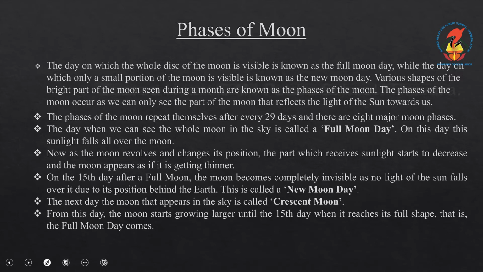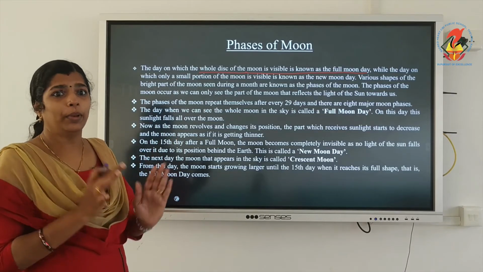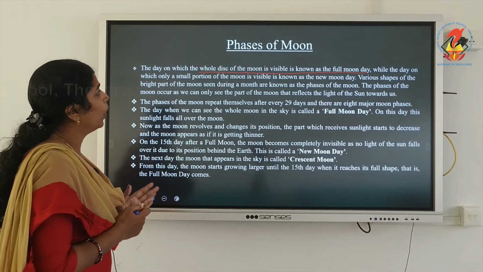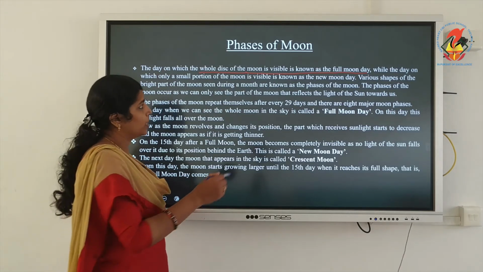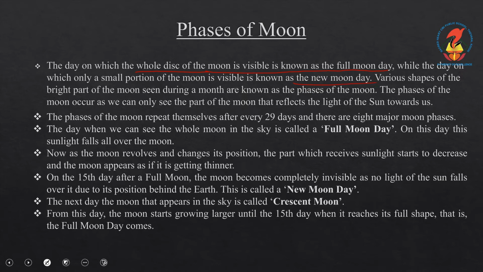The day on which the whole disk of the moon is visible is known as full moon day. The whole disk of the moon is visible. While a day on which only a small portion of the moon is visible is new moon day. The various shades of the bright part of the moon seen during a month are known as the phases of the moon.